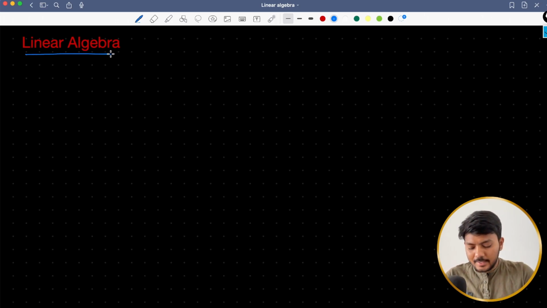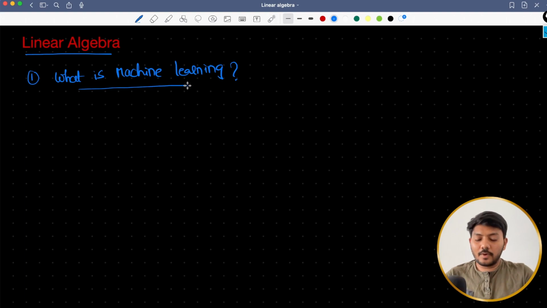But before learning this, first we need to understand what is machine learning. So let's try to answer this question. And once we answer this question, we will come back to why do we need to learn linear algebra and how it will help us in the field of data science. Because that is what we want, right? We want to get the intuition of why we need to learn and how it will be helpful.